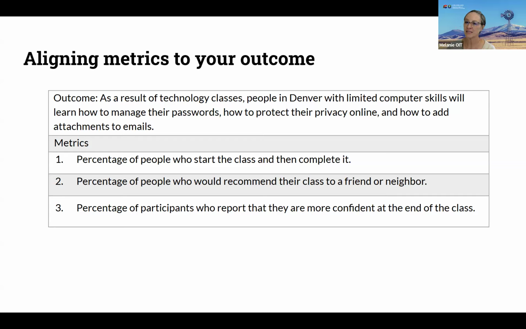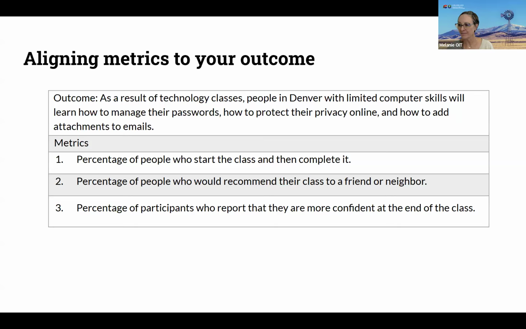Anyone think that it is number 1, percentage of people who start the class and then complete it? Does that align? Number 2, percentage of people who would recommend this class to a friend or neighbor. Think about whether that aligns. Remember, the outcome is people are learning how to manage passwords, protect their privacy, and add attachments. Number 3, percentage of participants who report they are more confident at the end of the class. Any of those work for anybody?